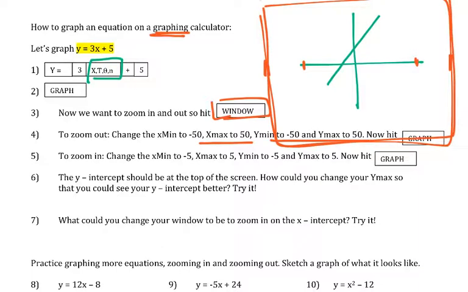You're going to see all the little marks are going to be really small because they're going to be so close together. You're going to have 50 on each end. And so that's zooming out.